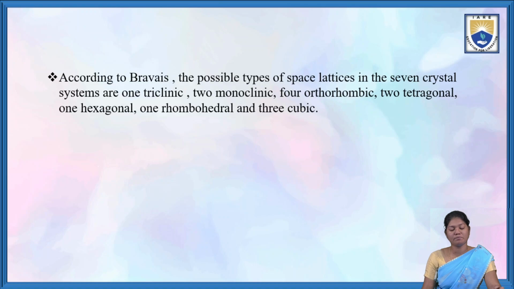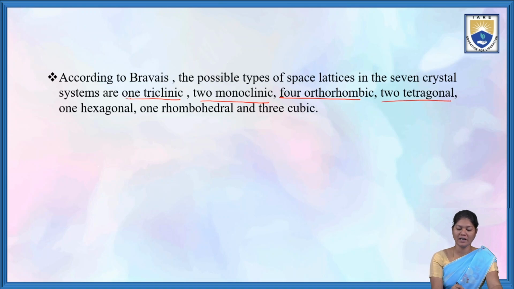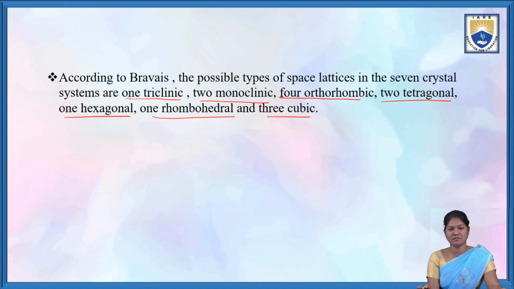According to Bravais, the possible types of space lattices in the 7 crystal systems are: triclinic 1, monoclinic 2 types, orthorhombic 4 types, tetragonal 2 types, hexagonal 1 space lattice, rhombohedral also 1 space lattice, and cubic crystal has 3 types of space lattices.